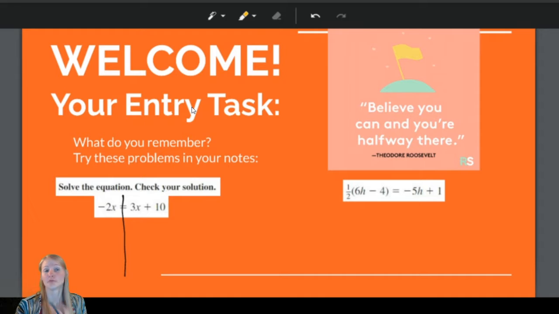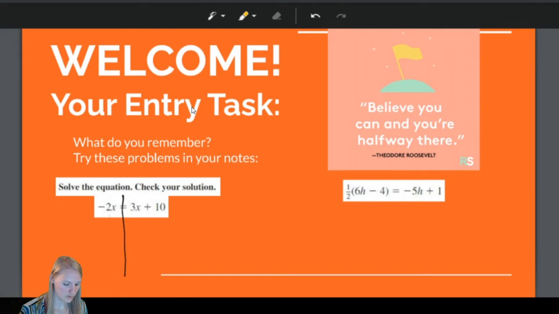Now, do I care? No. Does your teacher care which way you do it? Maybe. Check with them. But I want to show you what happens. What if we want to keep our x's positive? So we want to move the negative 2x over here. I want to show you what happens when we do that.